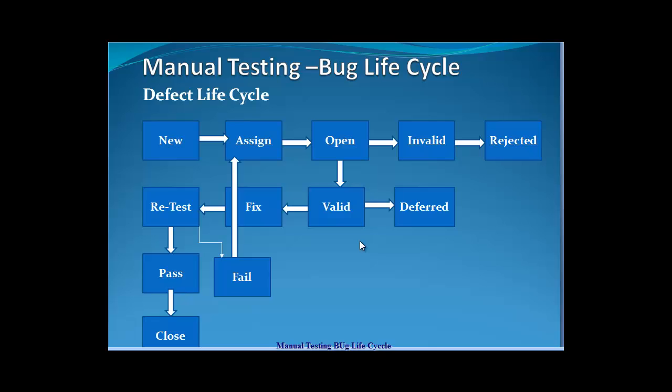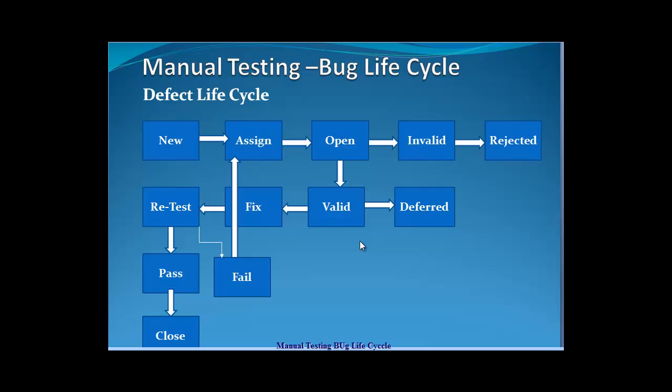Now the first thing: what is the defect life cycle? Once a defect is raised, that starts a new life cycle for that particular defect. Here we can see that the first time a test engineer finds a mismatch between actual and expected behavior of the application, the test engineer raises a new defect. So that defect status is New.